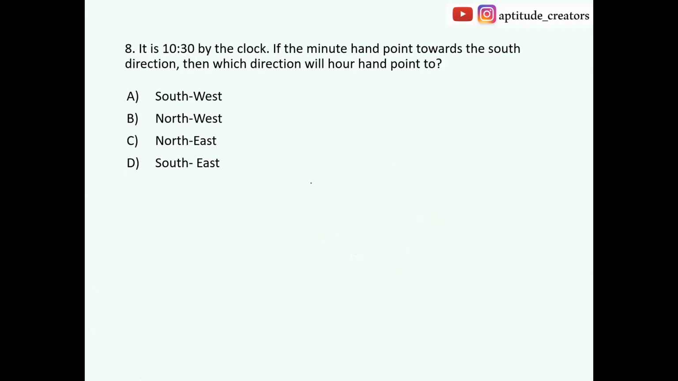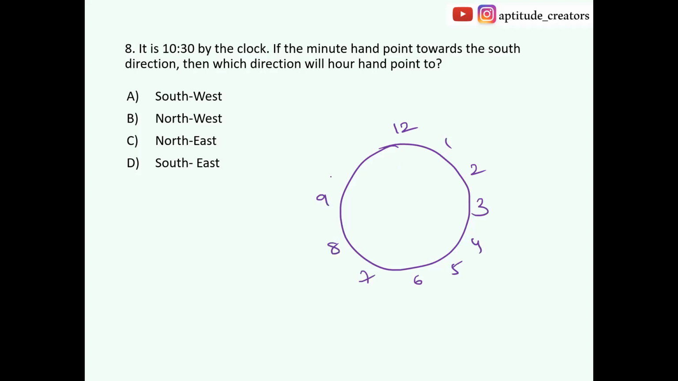Moving forward to next. A clock: 10:30, 12, 1, 2, 3, 4, 5, 6. I hope everyone knows how a clock looks. Correct? Okay. It is 10:30 by the clock.